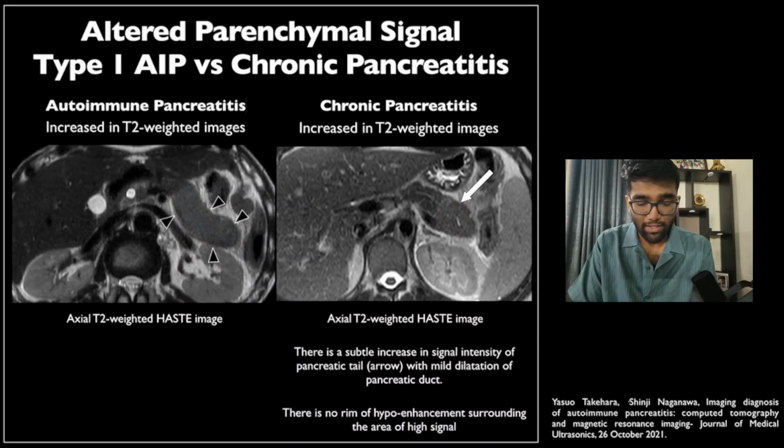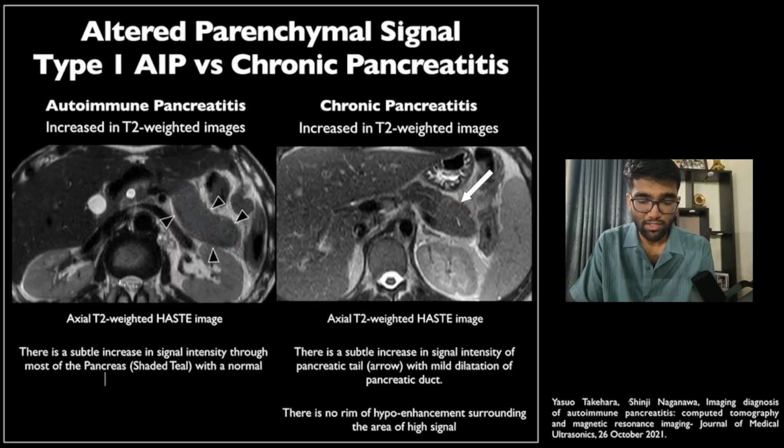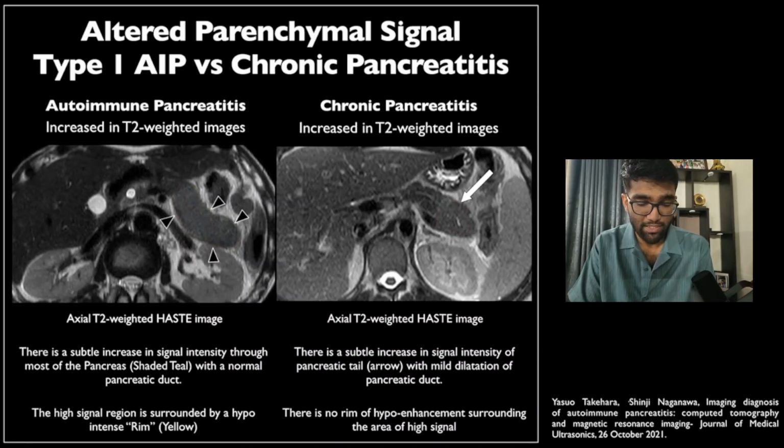So this is autoimmune pancreatitis, and as I've just said, there is a subtle increase in the signal intensity through most of the pancreas, with normal pancreatic duct coursing through the pancreas. Now, the high signal region is surrounded by a rim of low density signal, that is basically the capsule of the fibrous gland.